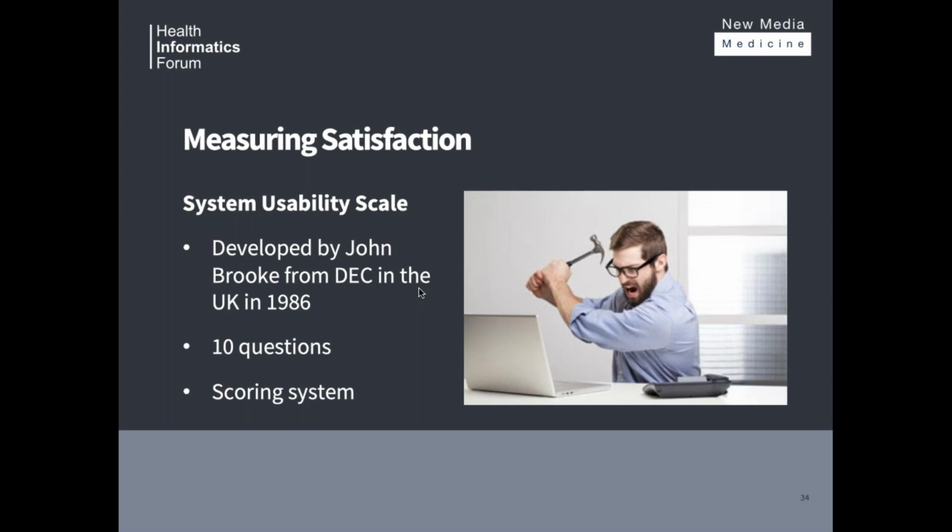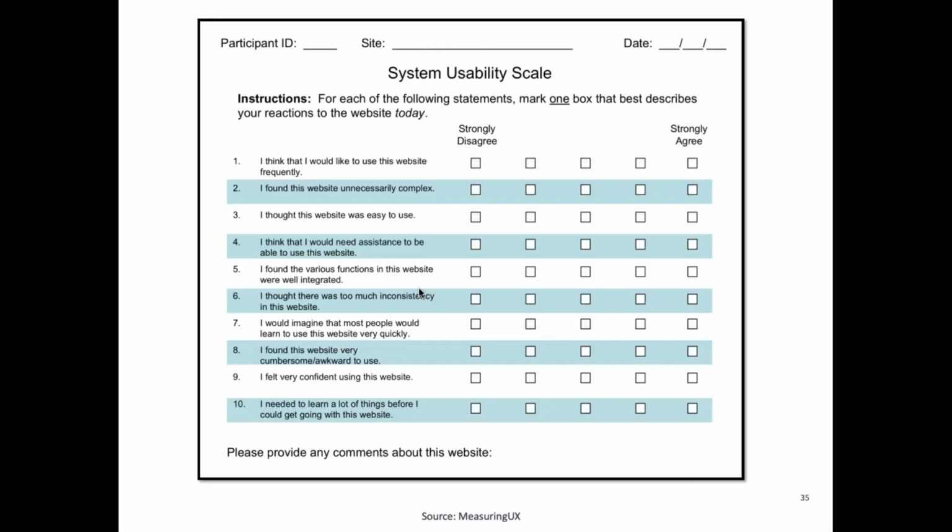This is an example of what it looks like when thinking about a website. There are 10 questions, such as, I think I would use this website frequently. I found the website unnecessarily complex. And you can change the word website to PACS system or EHR or whatever the type of system is. Then they score from strongly disagree to strongly agree. And depending on the answers, there's a scoring system that either adds scores or takes them away, depending on whether it's a positive or negative question, and gives an overall scale of user satisfaction.